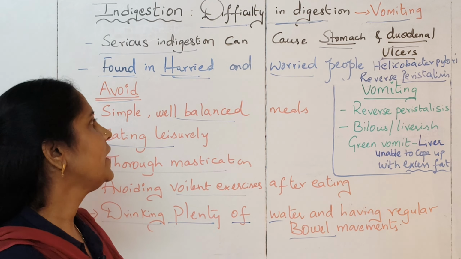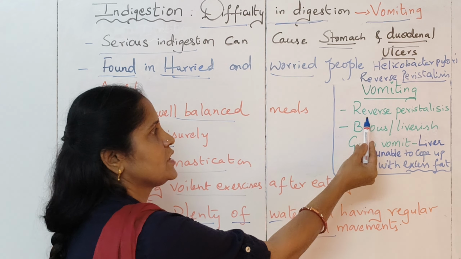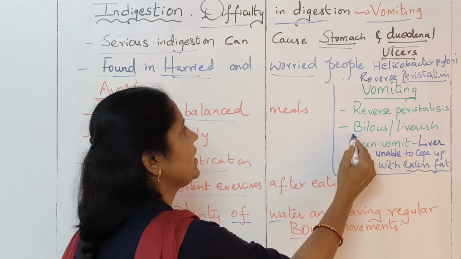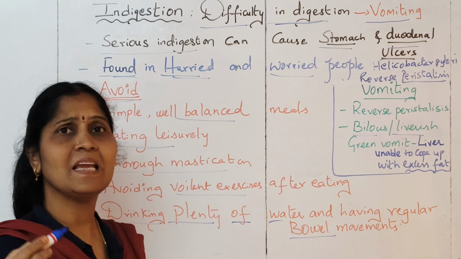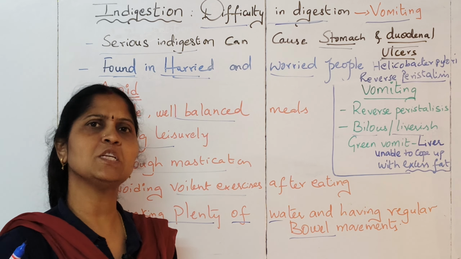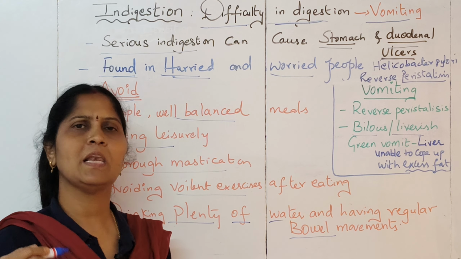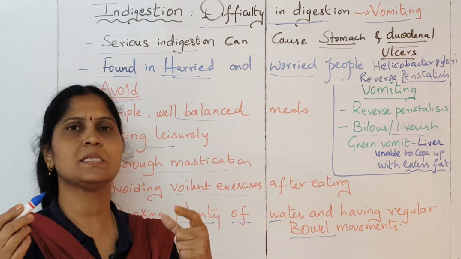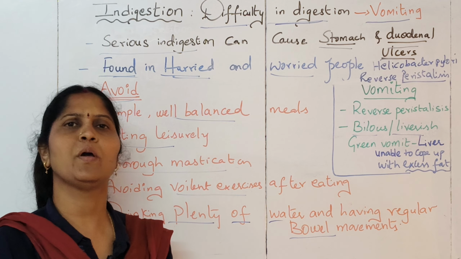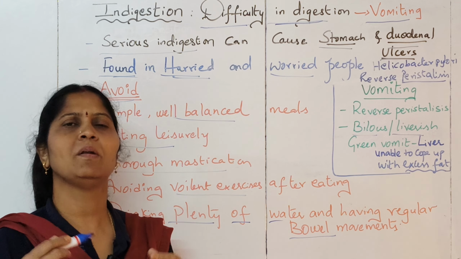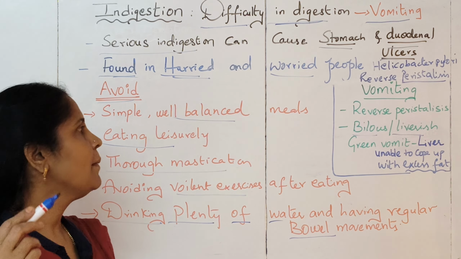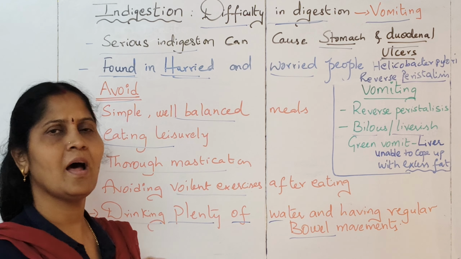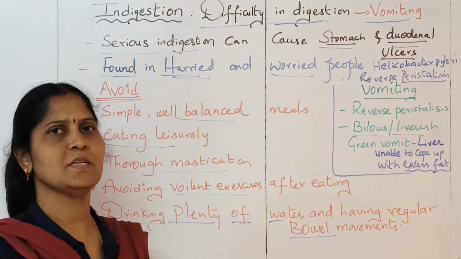Then coming to vomiting, vomiting is due to reverse peristalsis. There is a type of vomit called the bilious vomit, or the liverish vomit, which is a green color vomit that occurs when you eat more fat containing food and your liver is not able to emulsify that fat. We have learned that the liver helps in emulsification of fat. When the liver is unable to emulsify the fat, the vomit will be green in color and it is called the bilious vomit or the liverish vomit. So these are some of the other details associated with the digestive system.